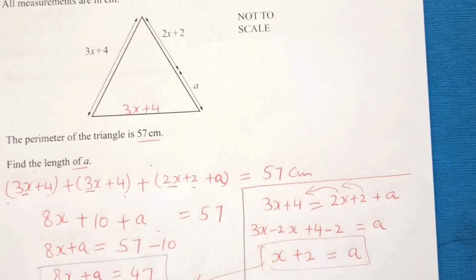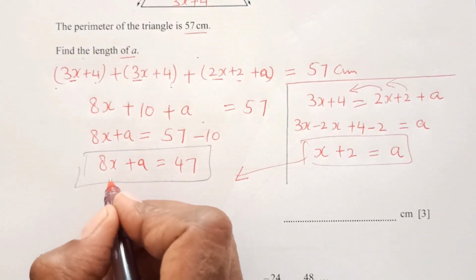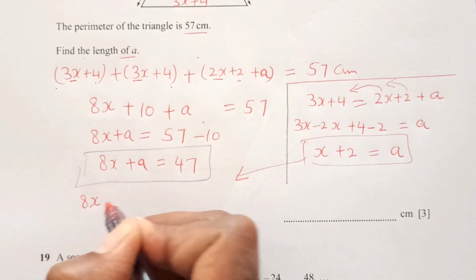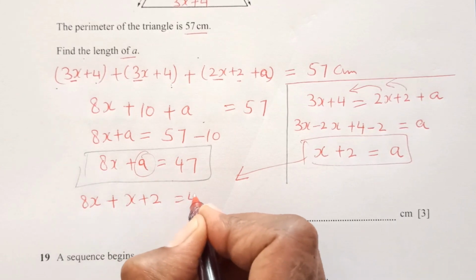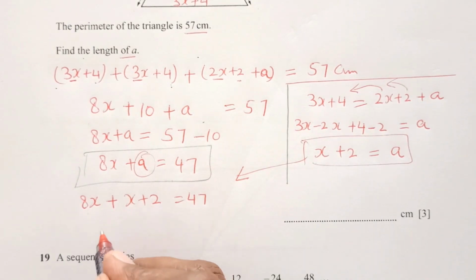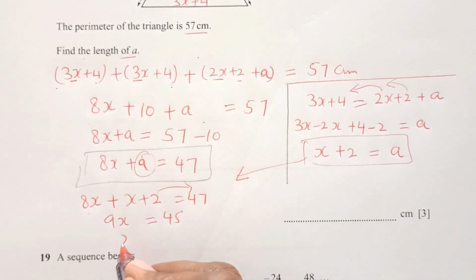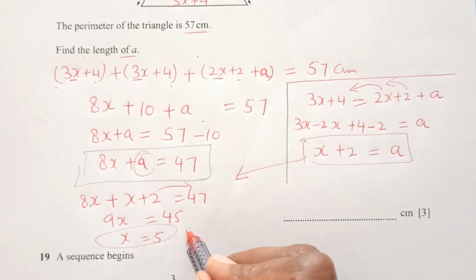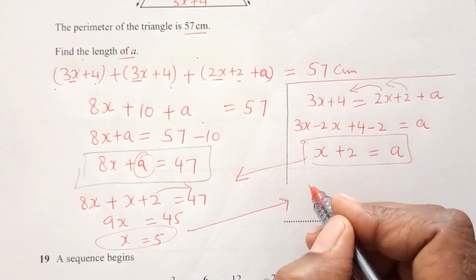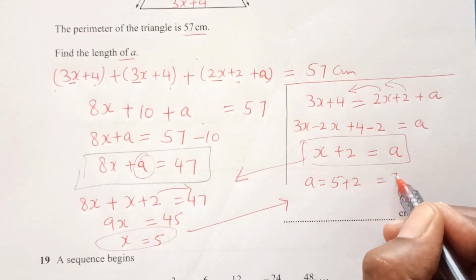We can substitute into this equation 8x plus a equals 47, replacing a by x plus 2. So this is 9x equals 47 minus 2, which is 45. So x will be 45 divided by 9, which is 5. We got the value of x as 5. Now substitute this value into this: a is x plus 2. x is now 5, so 5 plus 2 is 7.